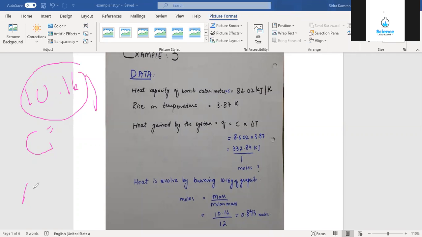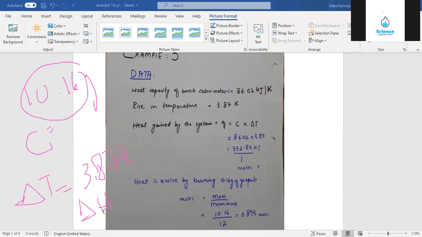The temperature rise is recorded, that is delta T. The change in temperature is given to you, that is 3.87 Kelvin. Calculate the enthalpy of combustion of graphite. You have to calculate the enthalpy for the combustion reaction of graphite.